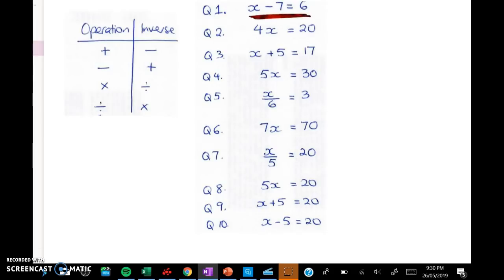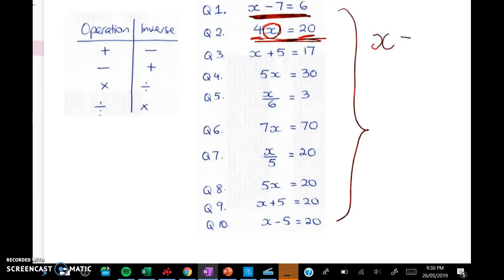Okay, so it means that I've got a number, and when I subtract 7 from it, the answer is 6. For this one, I've got a number, x. When I multiply it by 4, the answer is 20, and so on. Then what I do want you to record in your books is I want you to write each of those down, and then write down 2 things. Write down the solution, so x equals something, and also state the inverse operation in each case.